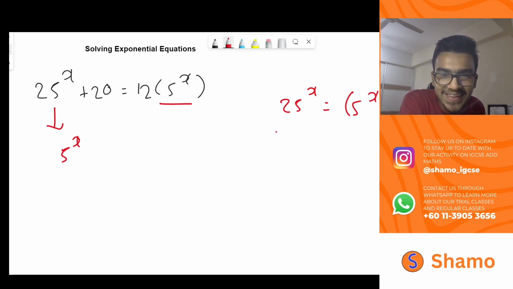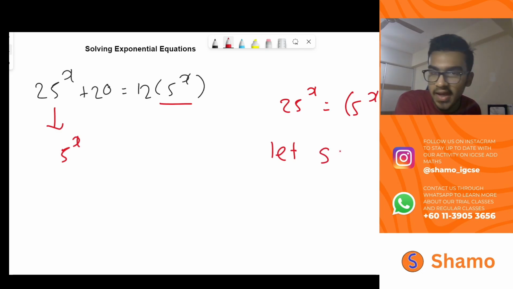So the idea is, let's make a quadratic equation of this. Now you'll be like, this is exponential. How do we make a quadratic equation? Here's the idea. Let, and I'm going to use the letter S, why S? Because my name is Shamo, so I just like S. Let S be equal to 5 to the power x.